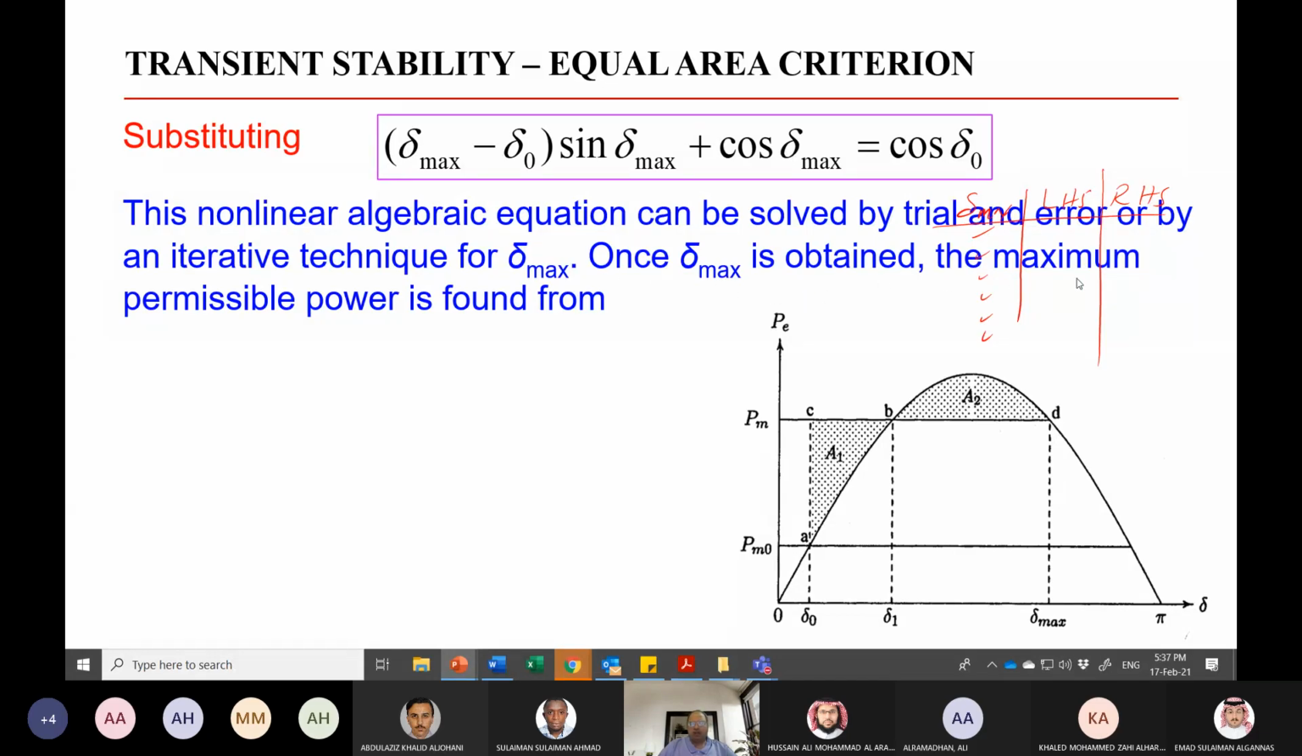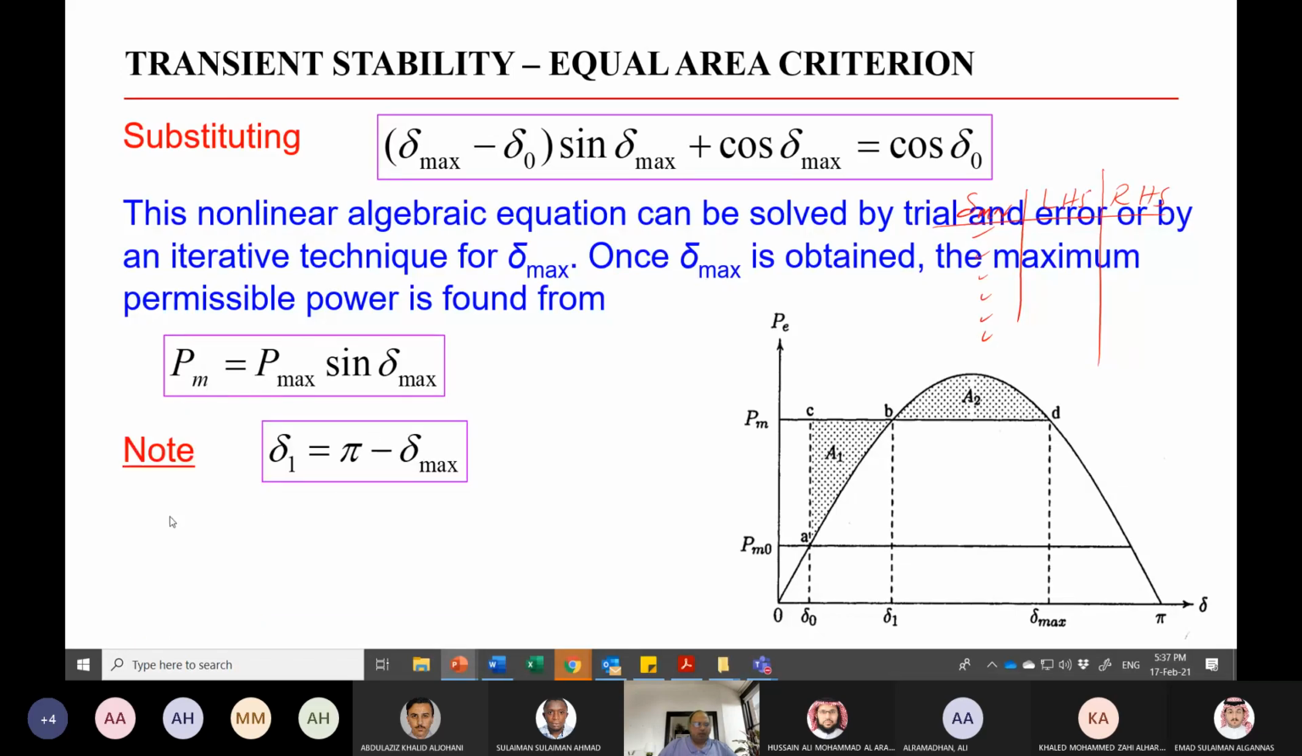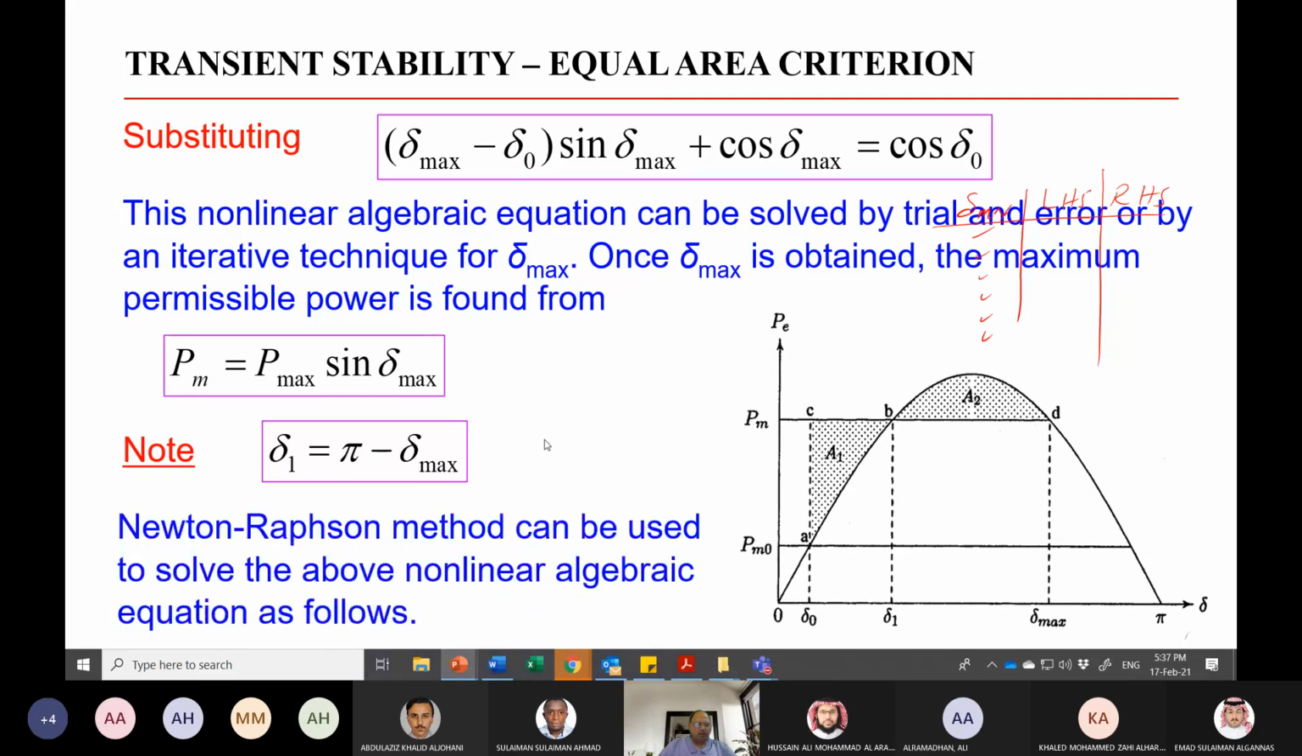Once delta max is obtained, the maximum permissible power is found. Of course, from this equation, if you have delta max, you can get the maximum mechanical power, or the maximum step, where we maintain stability and the system is still stable. Of course, delta 1 equals pi minus delta max.